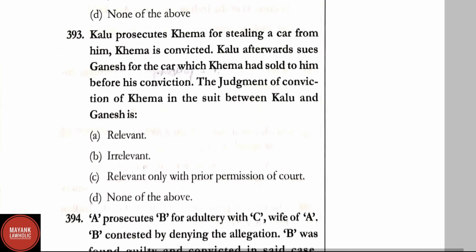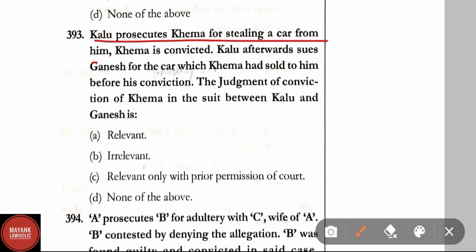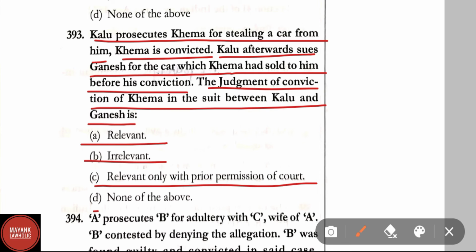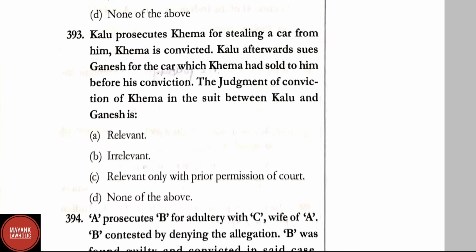Question number 393. Kalu prosecutes Khema for stealing a car from him. Khema is convicted. Kalu afterwards sues Ganesh for the car which Khema had sold to him before his conviction. The judgment of conviction of Khema in the suit between Kalu and Ganesh is relevant, irrelevant, relevant only with the prior permission of the court, and none of the above. Here correct answer is option B, that is irrelevant.